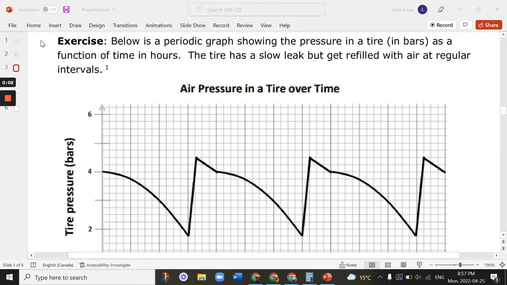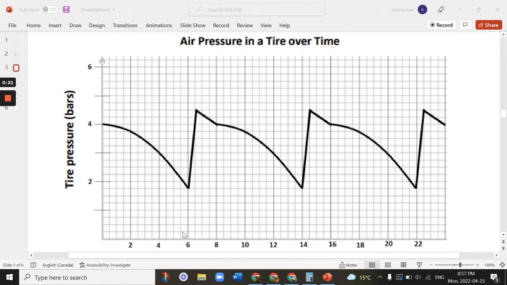So in the next page, we have an exercise. The question reads, below is a periodic function showing the pressure in a tire in bars as a function of time in hours. The tire has a slow leak, but gets refilled with air at regular intervals. So we analyze the graph.